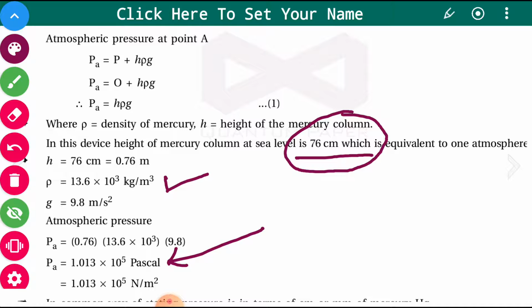You can verify this also by taking the value of rho as 13.6 × 10^3 kilogram per meter cube and calculating rho g h. That value will be equivalent to 1.013 × 10^5 Pascal, which is equivalent to the atmospheric pressure.